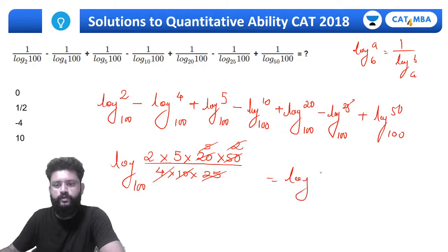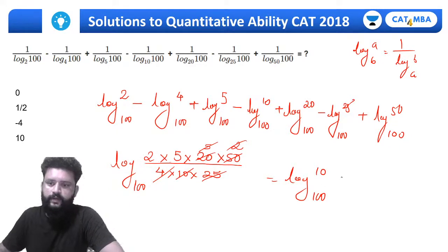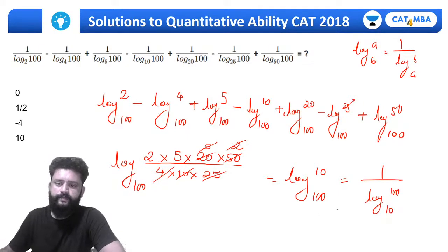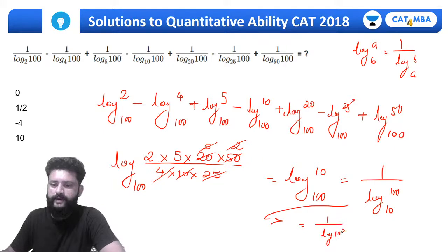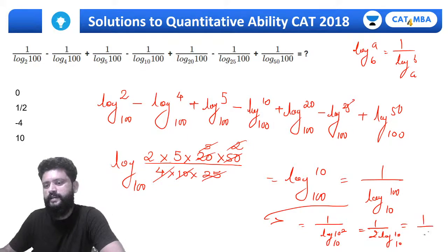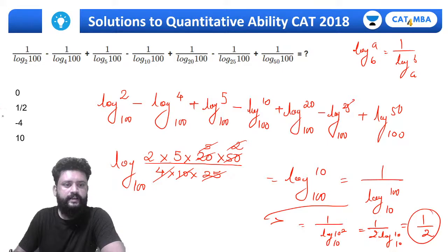Log of 10 to the base 100 can be written as 1 upon log of 100 to the base 10, which can be written as 1 upon log of 10 square to the base 10, that is 1 upon 2 into log of 10 to the base 10, which is 1. So final answer is 1 by 2. That's a really easy question on logarithm.